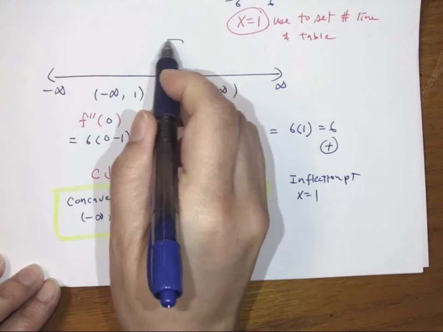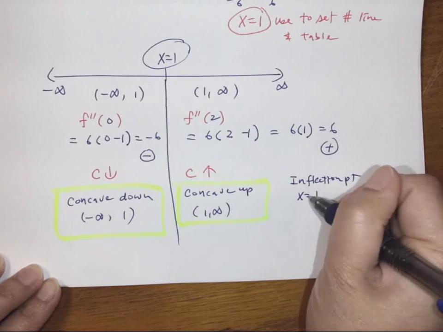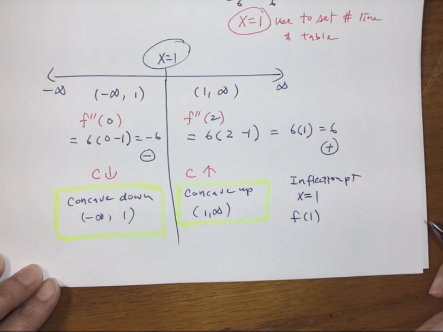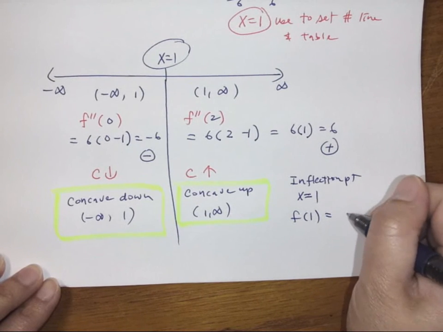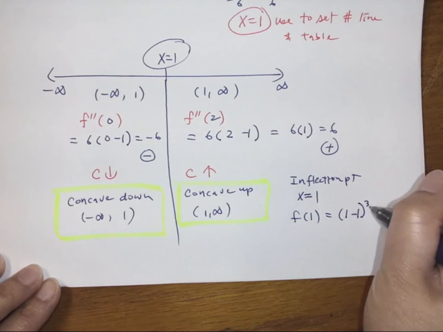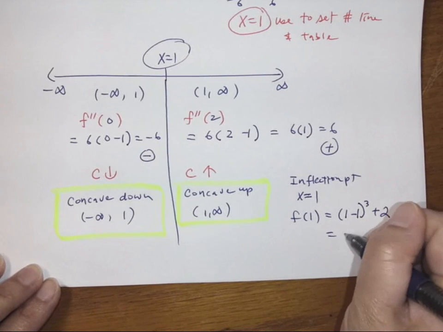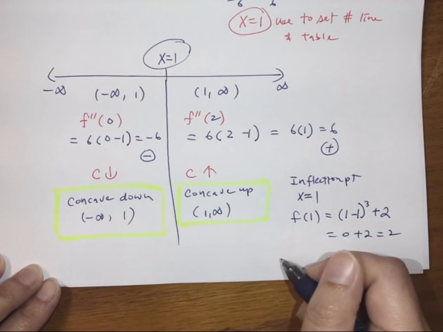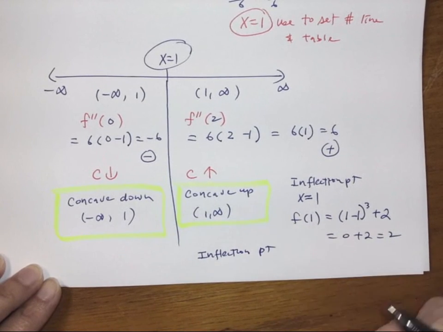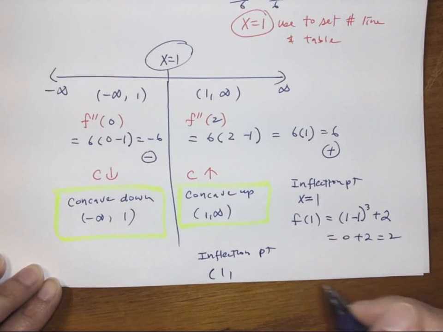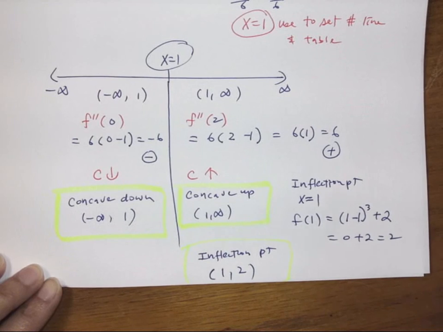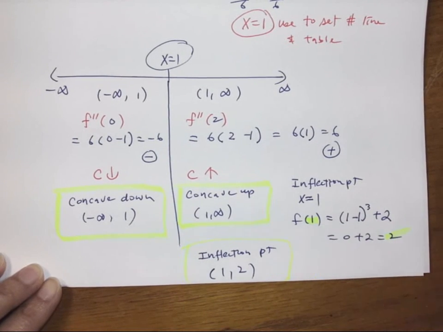If I need to find the y value, where should I plug in? Good. It's going to be on the actual function. So plug in 1, we have 1 minus 1 cubed plus 2. So it's just 0 plus 2 equal to 2. So the inflection point is going to be x equal to 1, y equal to 2. Are we okay? So there you go.